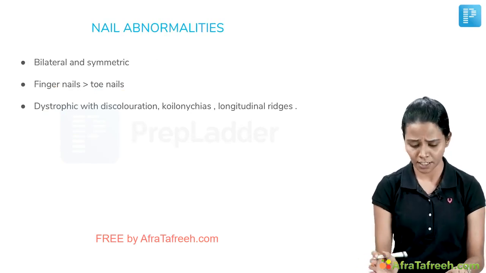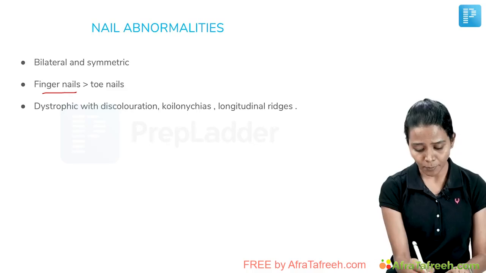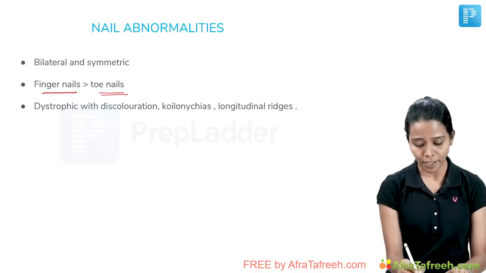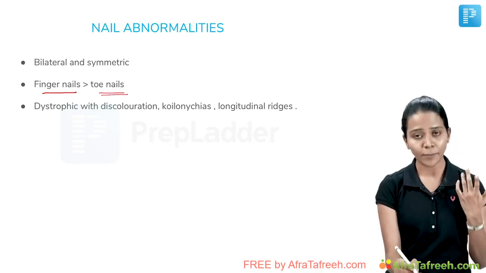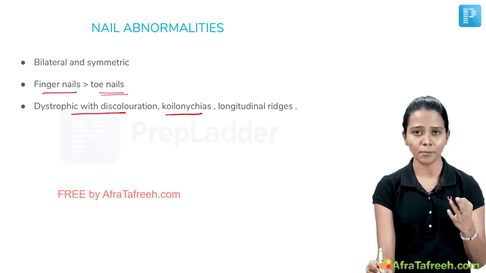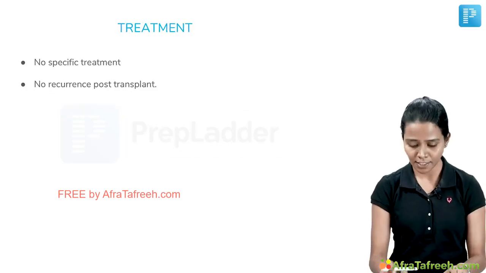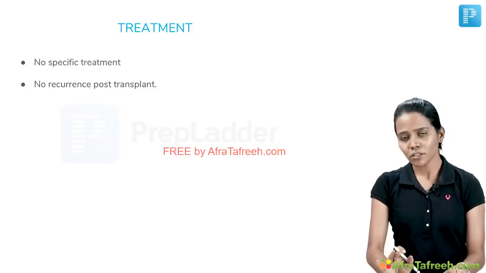Nail abnormalities are generally bilateral and symmetric. Fingernail abnormality is more than toenail abnormality. In the fingernail, generally there will be dystrophy with discoloration. There can be koilonychia or longitudinal ridges, which are the nail defects that can be seen in this condition. There is no specific treatment.